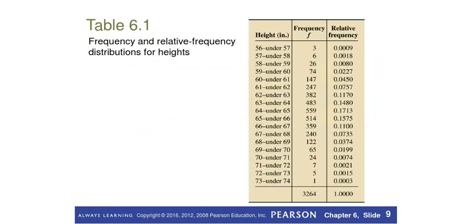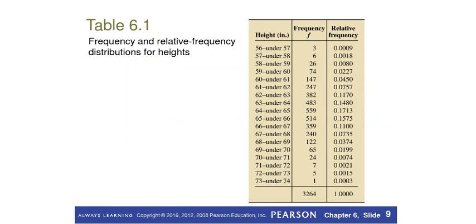So we go to the relative frequency, and that relative frequency represents our percentage. Why? Well, look at what happens. For all of the relative frequencies, 3 divided by 3,264 gives us 0.09, 6 divided by 3,264 gives us 0.018, and so on down the list. Each one of these values here represents a probability.